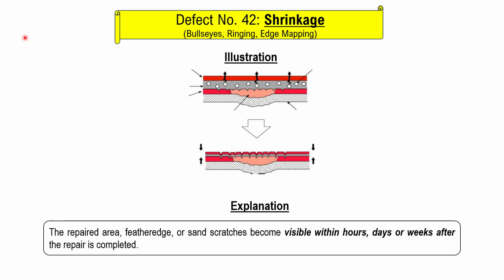Paint defect shrinkage, which can also be called bull's eyes, ringing, and edge mapping, as shown in this illustration and a photograph. The shrinkage defect is related to the repaired area, feather edge, or sand scratches when they become visible within hours, days, or weeks after the repair is completed.